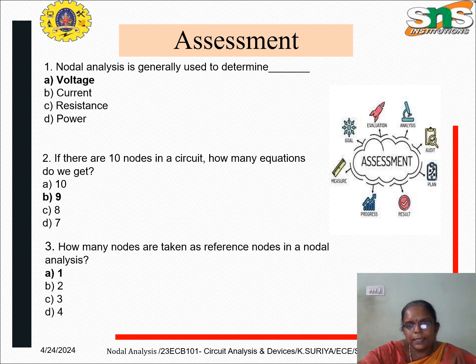How many nodes are taken as reference nodes in a nodal analysis? In a nodal analysis, you know that only one node will be taken as the reference node.